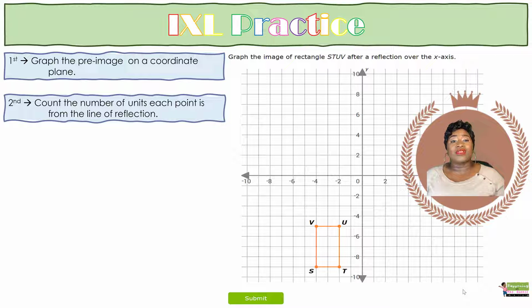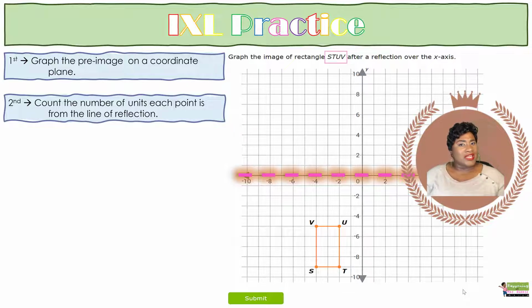Step 2, we're going to count the number of units each point is from the line of reflection. According to our instructions, our line of reflection will be over the x-axis. All right, so here's the x-axis. That's going to be our line of reflection. So every single point is going to flip over the x-axis. To help ourselves out, IXL is pretty lenient when it comes to us following the order of the letters that they've given us. So the order that they've given us is STUV. So we're going to reflect each point according to the alphabetical list.